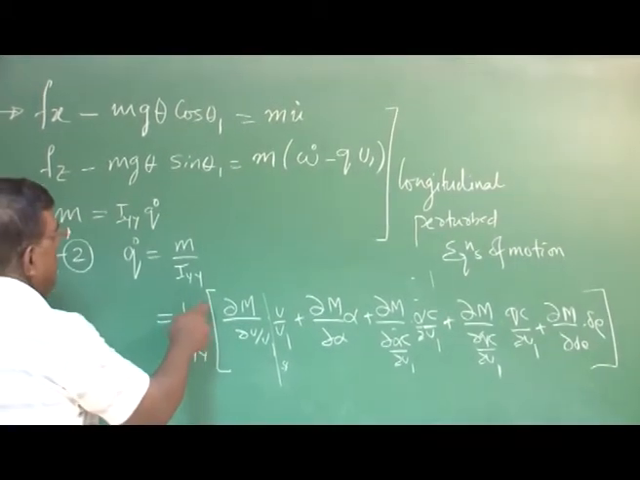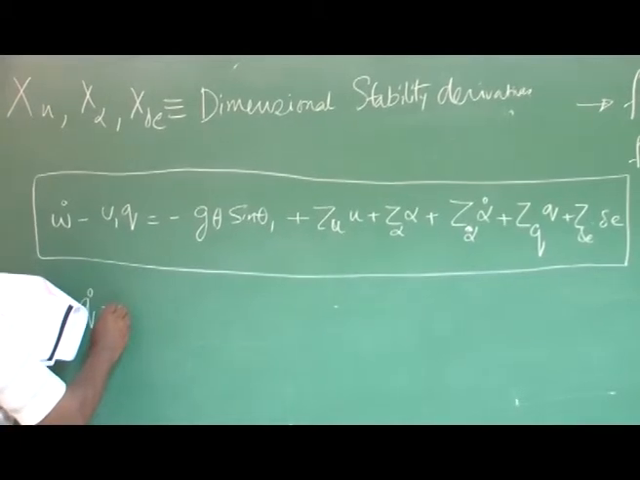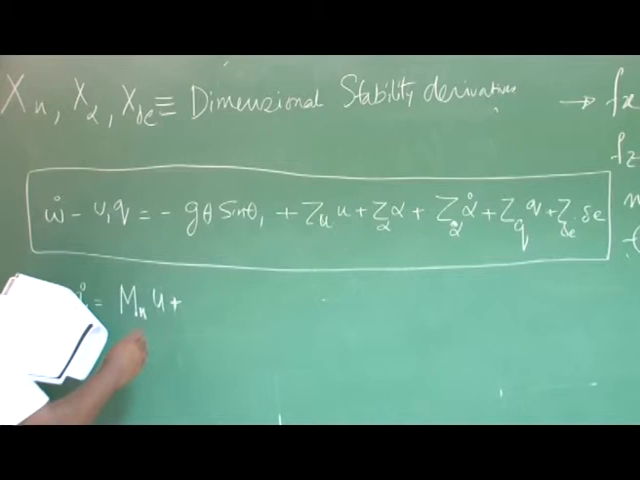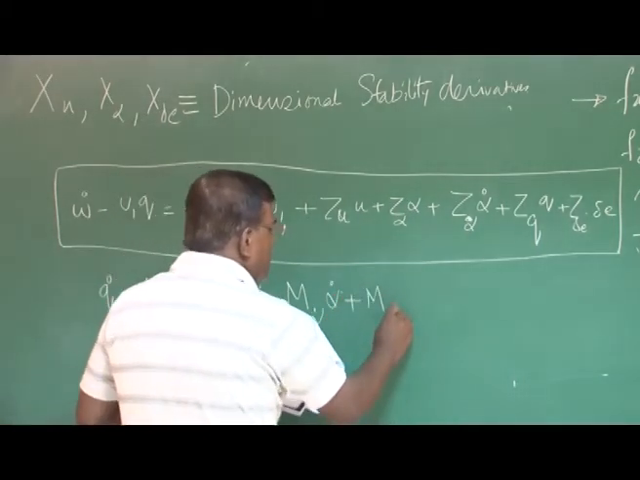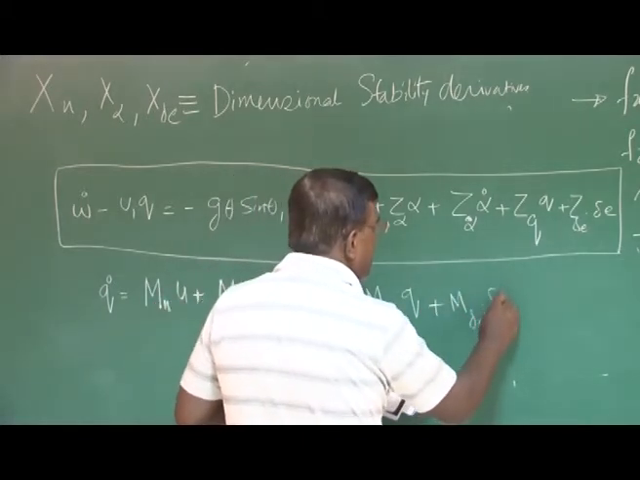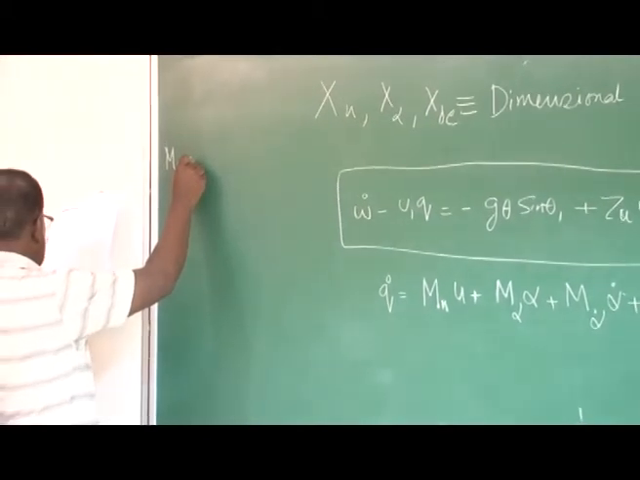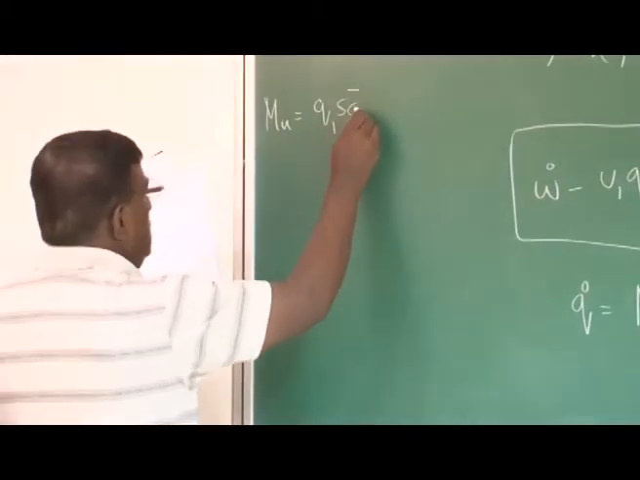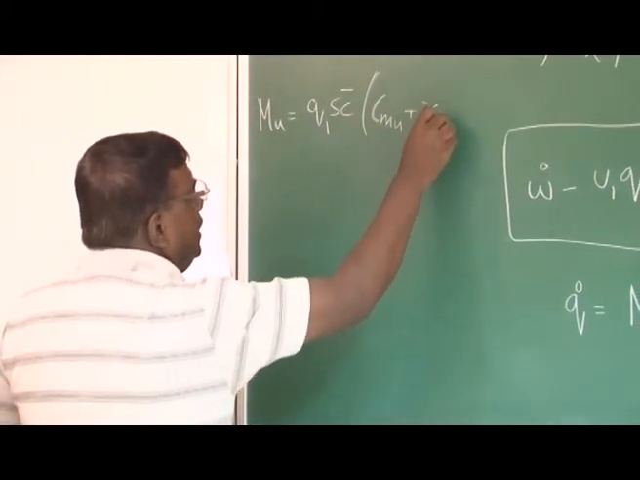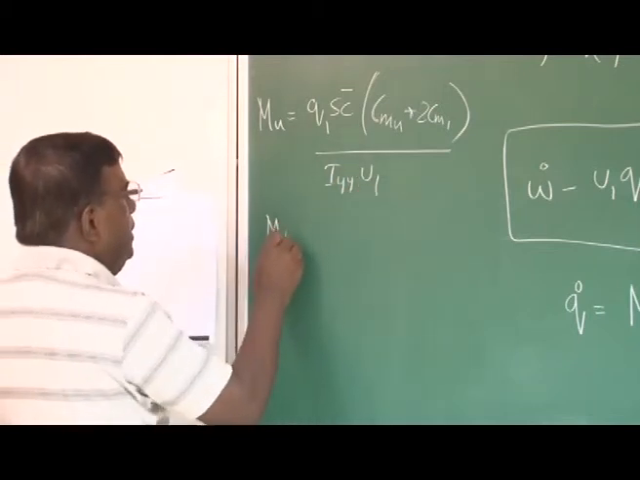We know this expression, and if I substitute it here for M and divide by I_y, I will get an equation of the form q dot equal to M_u into u plus M_alpha into alpha plus M_alpha dot into alpha dot plus M_q into q plus M_delta E into delta E. You can check yourself, the expression for M_u would be Q1 S c bar (C_Mu plus 2 C_M1) by I_y U1.